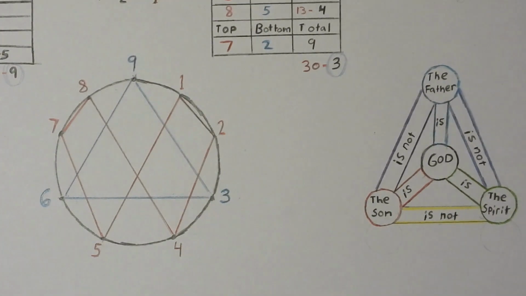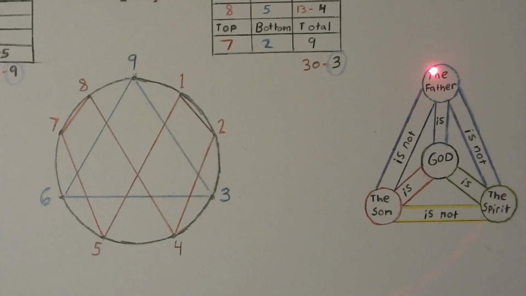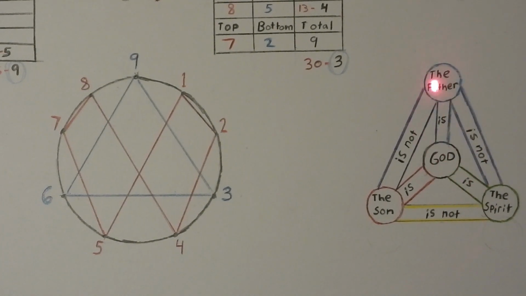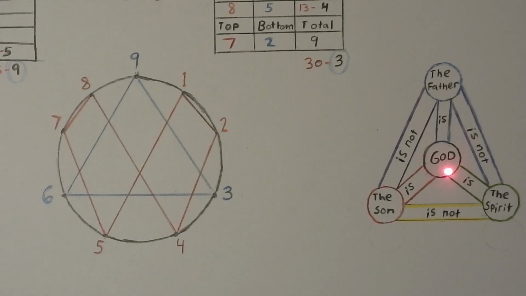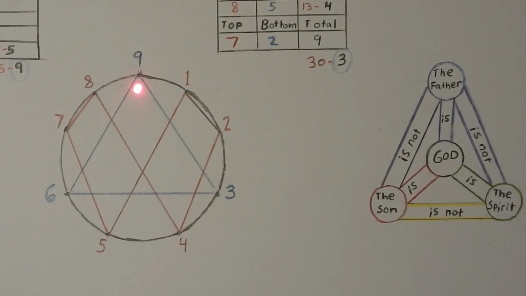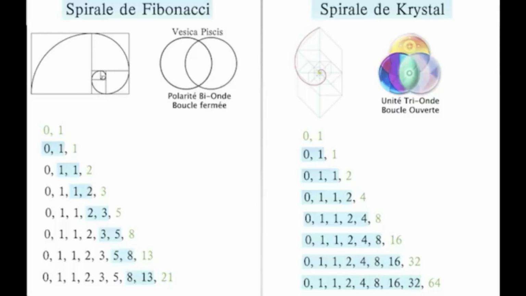Many Christians subscribe to the belief that the Father, Son, and Holy Spirit are all one being manifesting in 3 ways, similar to how the numbers 3, 6, and 9 all govern the spiritual realm. Something else that is interesting is that the golden ratio is associated with something called a biwave, which is also known as the Vesica Piscis.